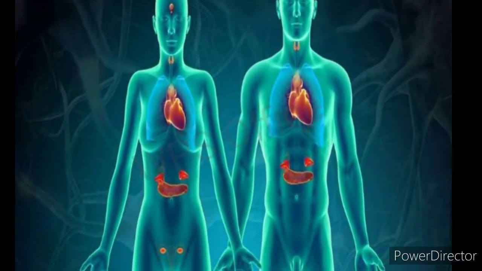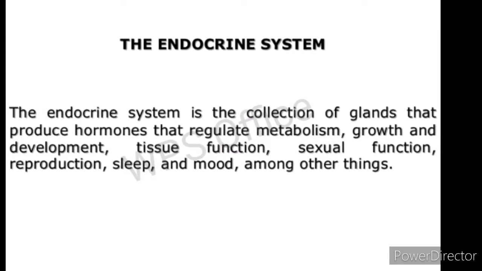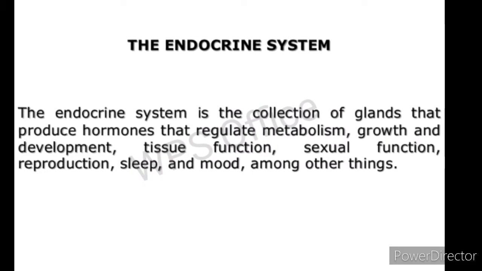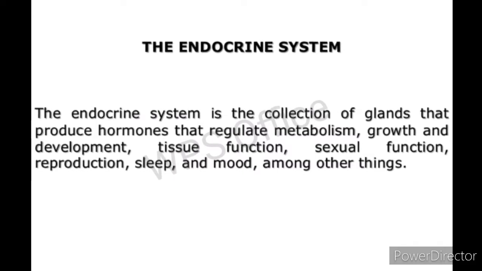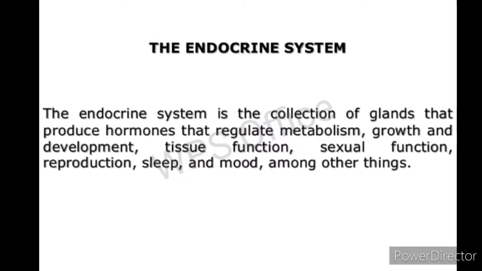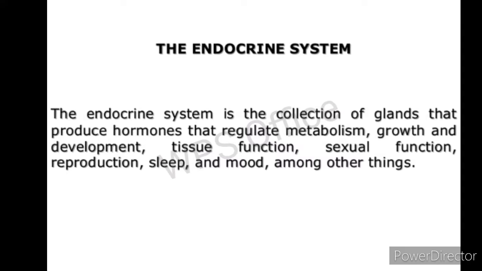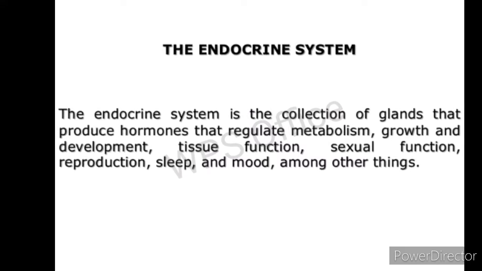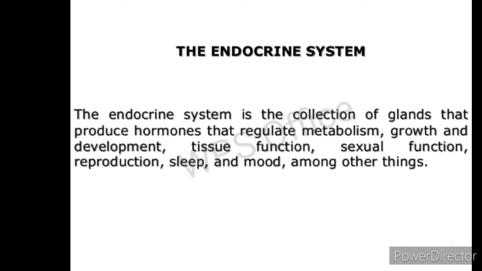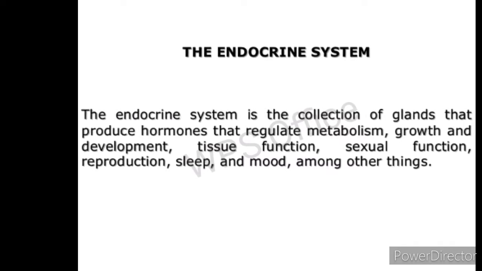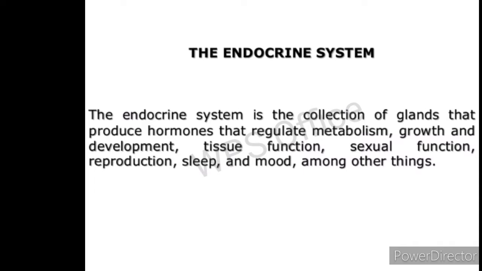The endocrine system is the collection of glands that produce the hormones that regulate metabolism, growth and development, tissue function, sexual function, reproduction, sleep, mood, among other things. So this is the system that produces the hormones that regulate all these functions in our body.